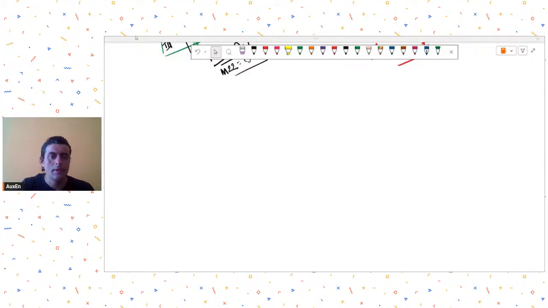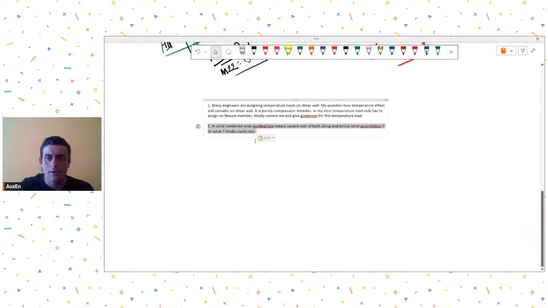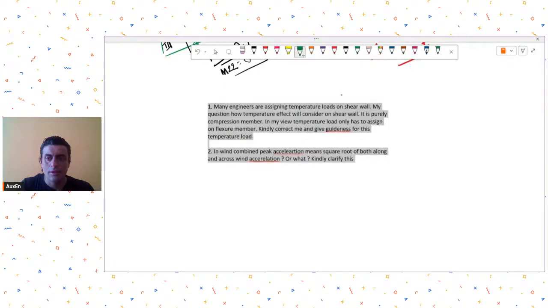Okay. All right. The next query has been asked by engineer Ravi Chandra. He's from Hyderabad and he's a working professional. So he's asking, many engineers are assigning temperature loads on shear walls. My question is how temperature effects will be considered on shear wall. It is purely a compression member. In my view, temperature load has to be assigned on flexural member. Kindly correct me and give guidelines for this temperature load.